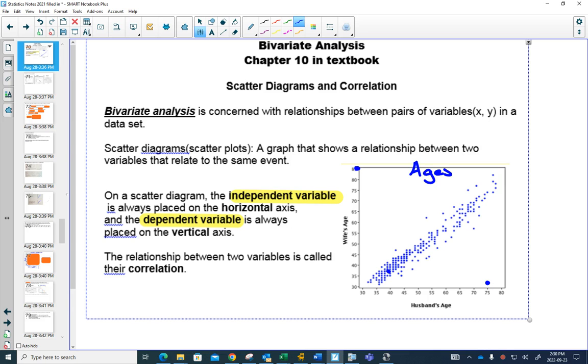Okay, so we have a relationship that occurs here. We always put an independent variable on the x-axis, a dependent variable on the y-axis. Sometimes, like this one, it probably wouldn't matter which one was dependent and independent. And if there's a relationship between them, which this one seems to be, then we say there's a correlation.